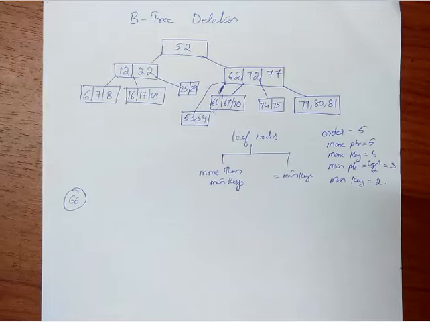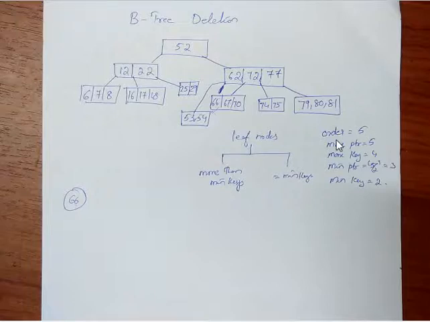Hello. In the previous lecture, we studied how to create a B tree by inserting different elements into the B tree from scratch. Today we are going to study how to remove elements from a given B tree. In order to do this, we need to find the minimum number of keys and the minimum number of pointers that are possible for a particular node based on the order of the tree.